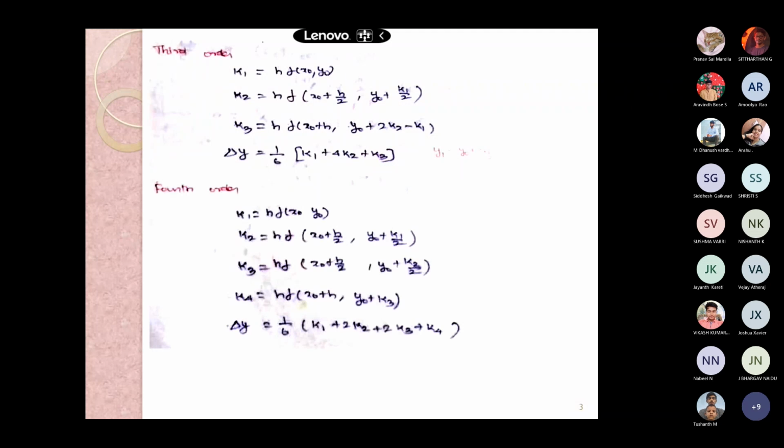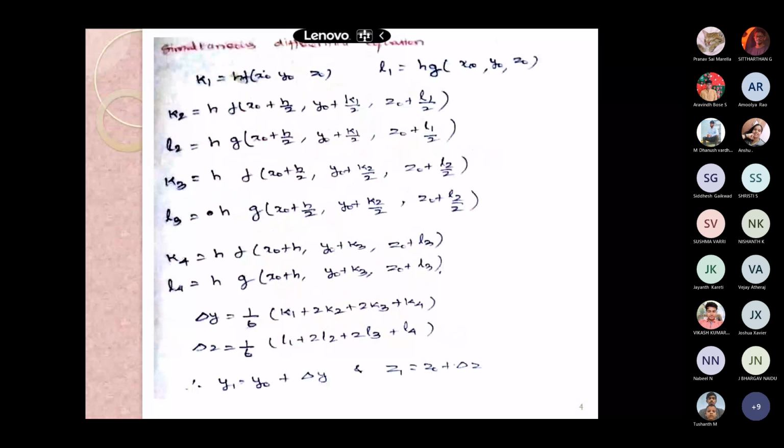And this is fourth order. For fourth order, the rest of things are uniform. That is K1, K1, K2. K3 is very similar to that of K2: x0 plus h by 2 and y0 plus K2 by 2. Instead of K1 we need to consider K2, and K4 is x0 plus h, y0 plus K3. Delta y is equal to 1 by 6 into K1, and K4 doesn't have any coefficient, but K2 and K3 have a coefficient of 2.